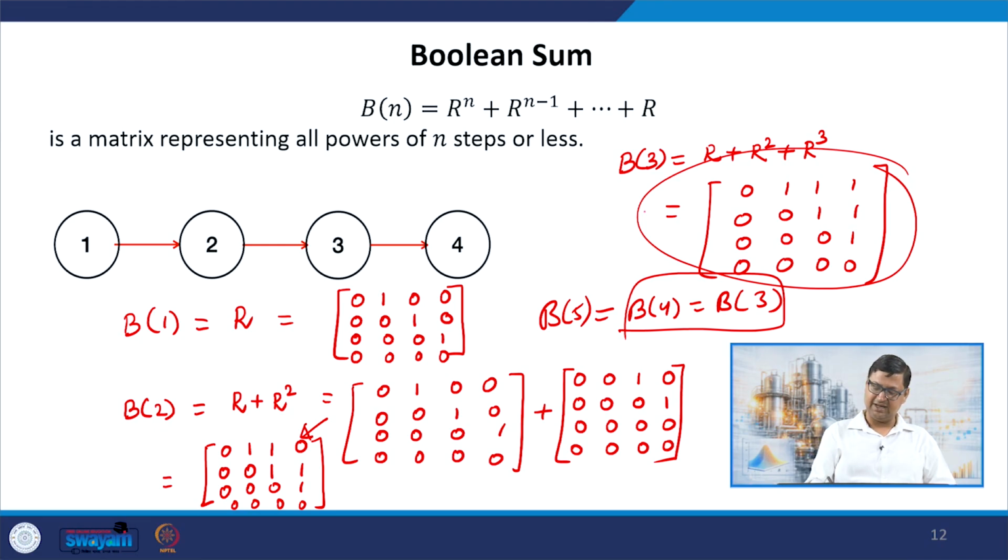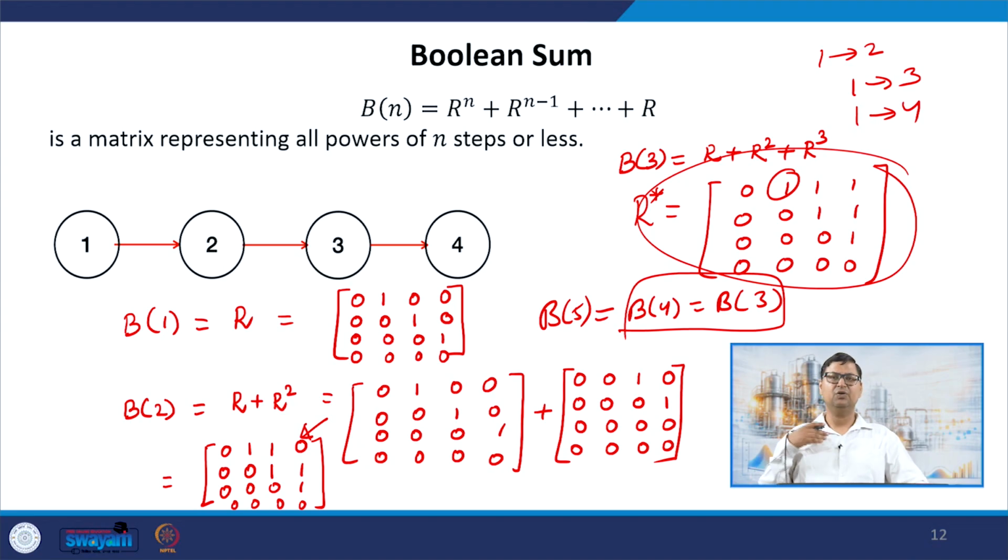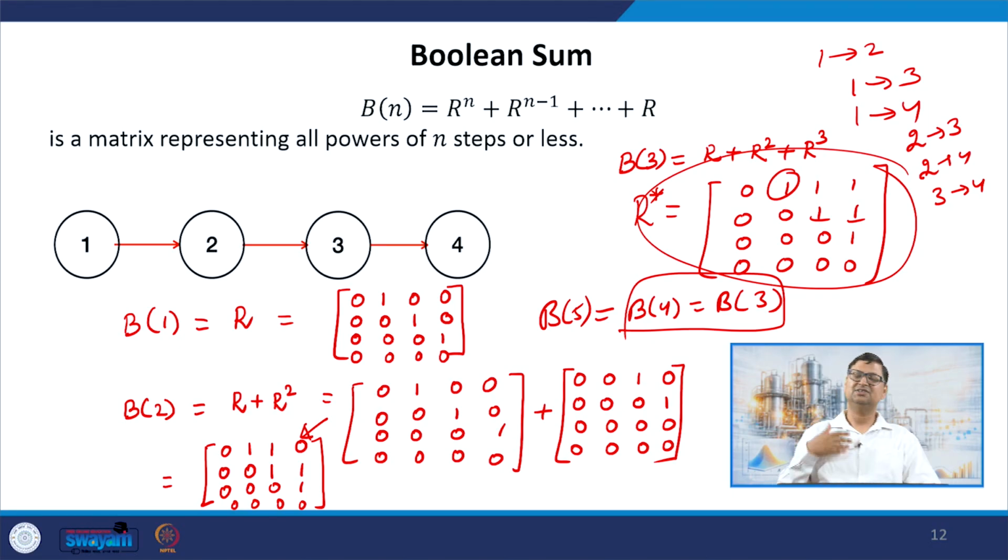So for this case, this is also my R star, and now you see from 1 I can go to 2, from 1 I can go to 3 in 2 steps, but it does not matter. From 1 I can go to 4. If there is any possibility of going from 1 to any other vertex, that is taken care of here. Similarly, from 2 I can go to 3, 2 I can go to 4, and from 3 I can go to 4. That pretty much means whether two vertices are reachable. Can I go from one vertex to any other vertex, right? Doesn't matter how many steps. If it is reachable, then in the reachability matrix, I will have 1, right?